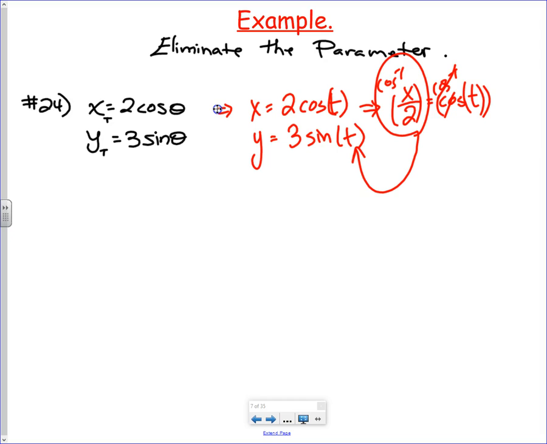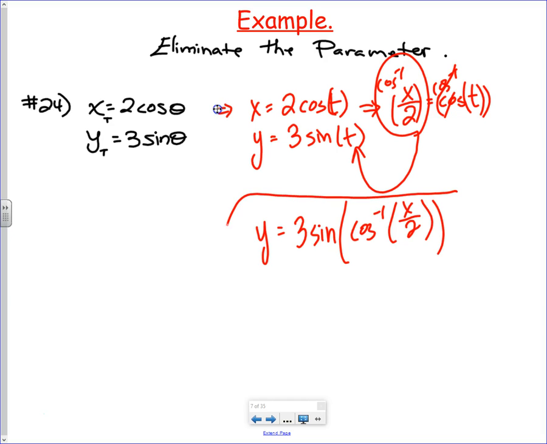Now, is this wrong? And the answer is no, it's actually quite right. But, doesn't it look absolutely disgusting? I thought this was supposed to make things better. I thought this was supposed to make it to where we could see the path clearer because it's supposed to relate to stuff that we've been doing all year. Who the heck is 3 sine of cosine inverse of x over 2?